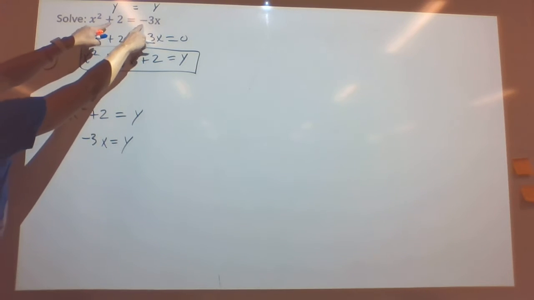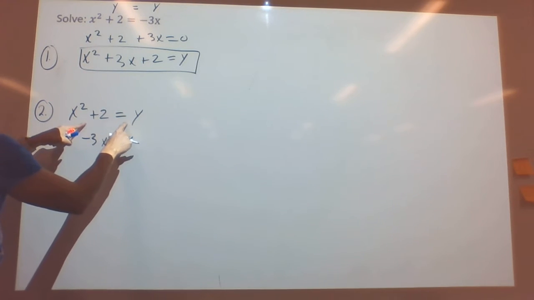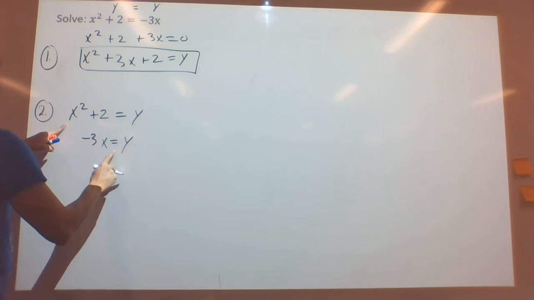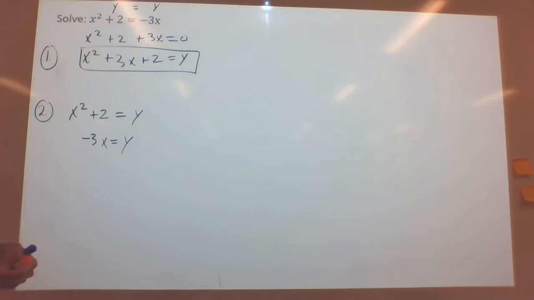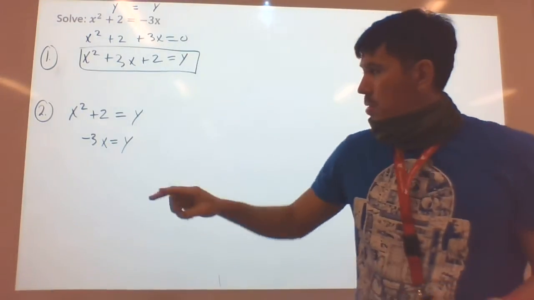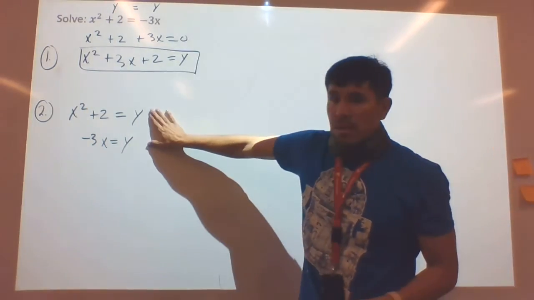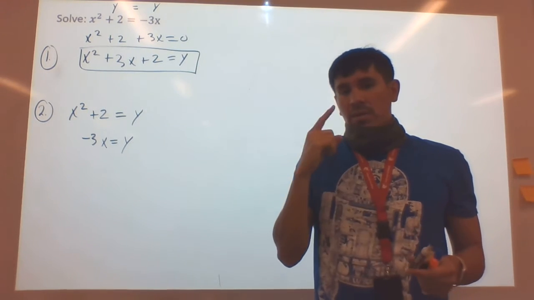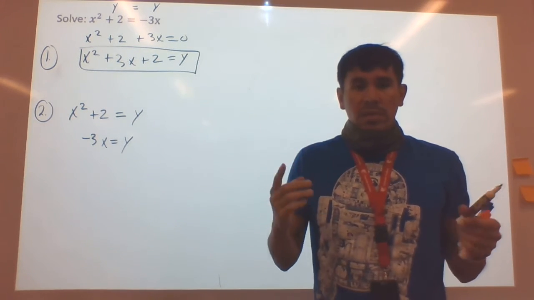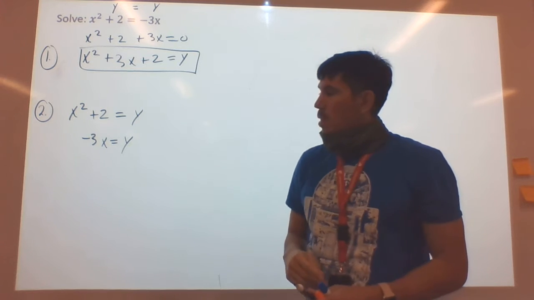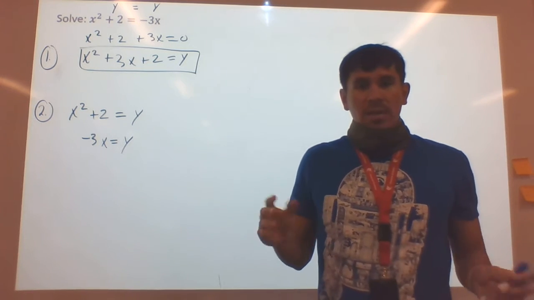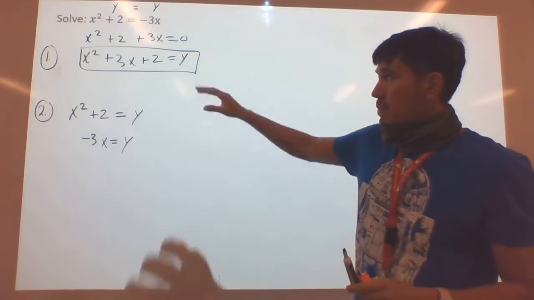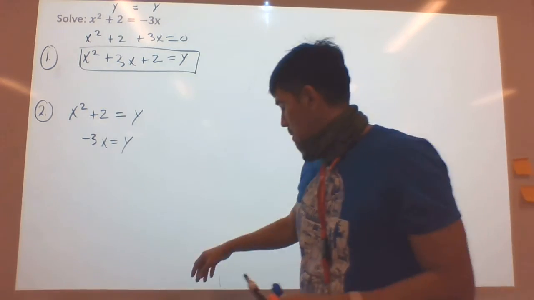So if you set y equal to y, you have y equals x squared plus 2, and y equals negative 3x. You can graph these two separate equations, and if they cross, that's your solution. If they touch, that's one solution. If they completely cross, then you have two locations, and so two solutions. If they don't cross, then you don't have a solution whatsoever. Okay, so let's see the first method, and then we'll do the second method.